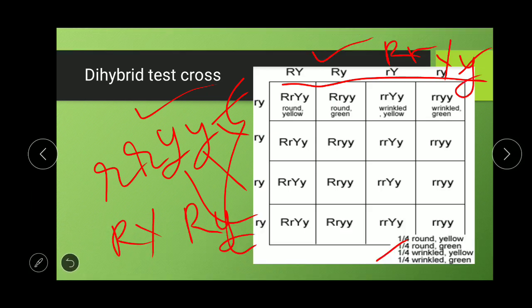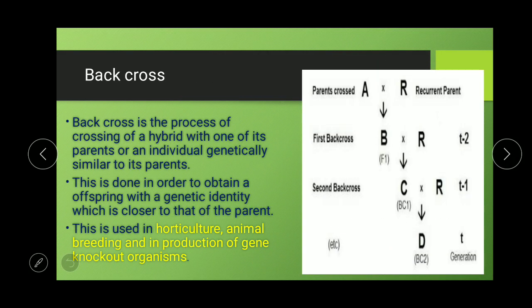So backcross, what is backcross? Backcross is the process of crossing a hybrid with one of its parents or an individual genetically similar to its parents. So you have to cross a hybrid, mostly heterozygous, with one of its parents or an individual genetically similar to its parents. Here you can see the parent crossed, that is A and R, recurrent parent R, then you are getting B, again this is crossed with R, so this is called the recurrent parent because it is used again and again. So this is test 2, test 1, test 2 you can see.